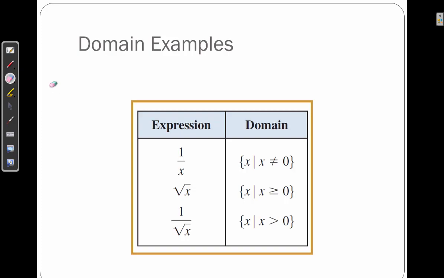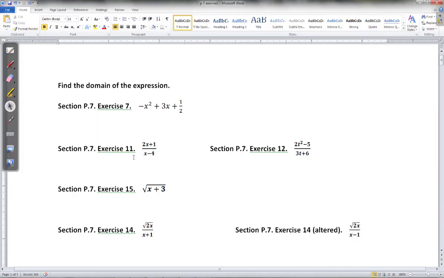Let's look at some examples from the book. The first example I'll look at will be exercise 11 here. It's a fairly simple case because it's a rational expression. It has no roots in it. So I'm only worried about where the denominator might be 0. I don't even have to really look at the numerator in this case. So I'm just concerned about when x minus 4 equals 0. Well, you can solve that equation if you want. That just gets you x equals 4. That's the only point I have to rule out of the domain.